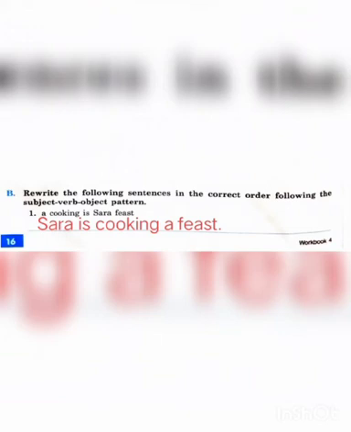Now let's do the next question from our workbook. Rewrite the following sentences in the correct order following the subject, verb, object pattern. Now we will follow the pattern SVO and then rearrange these sentences. Let's start. A cooking is Sara feast. We will rearrange these. First we will put subject and then verb and then object. Sara is the subject, cooking is the verb and feast is the object. Sara is cooking a feast.